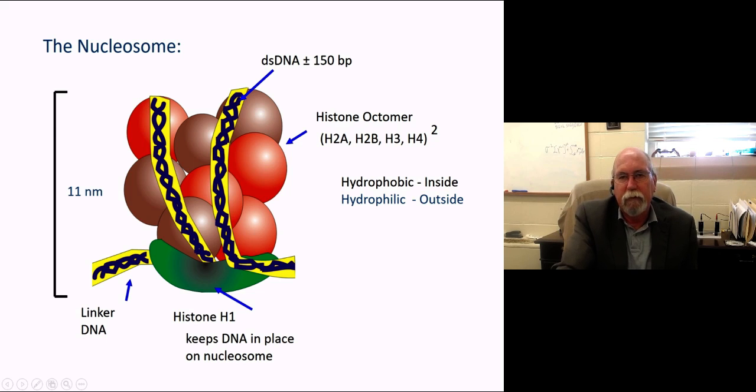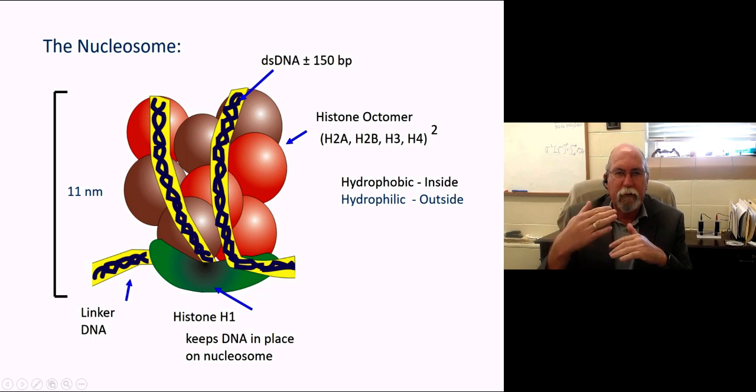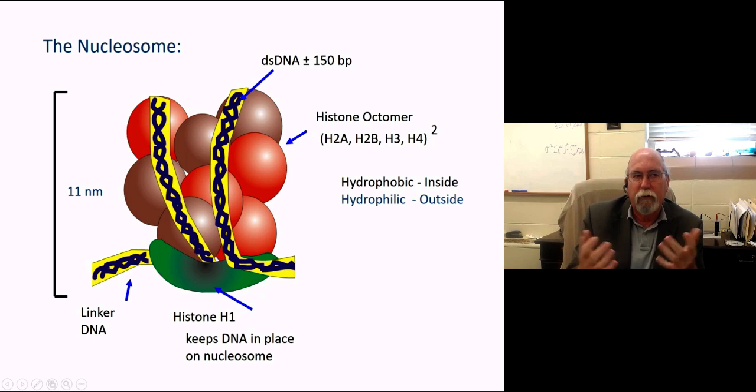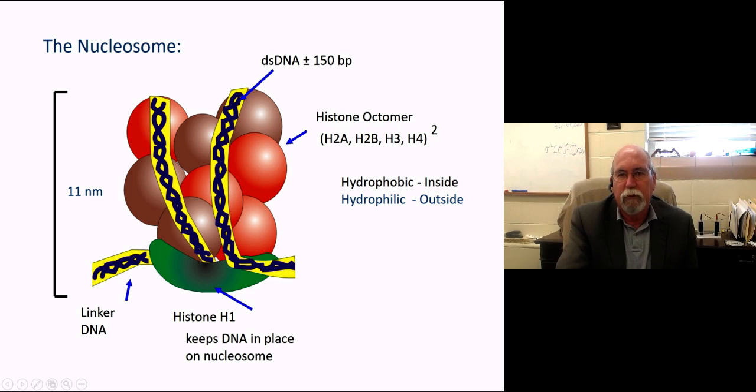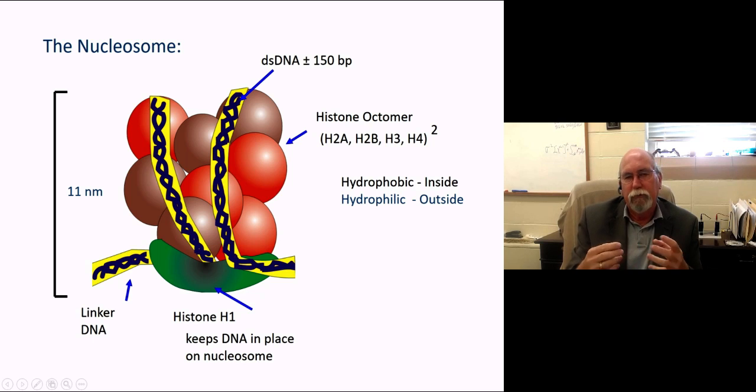This whole structure is about 11 nanometers tall, so it's called the 11 nanometer fiber. Sometimes you see it as a 10 nanometer fiber, but I think the more recent idea is this is consistently about 11 nanometers from the top of this structure to the bottom. This is important because when we start talking about condensation, we'll talk about 30 nanometer fibers and 700 nanometer fibers and all that. But this is the base unit, about 10 to 11 nanometers across.